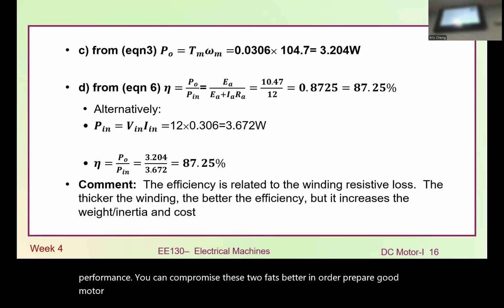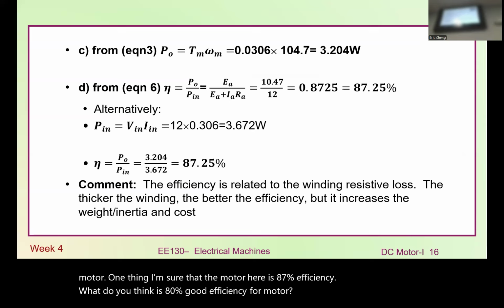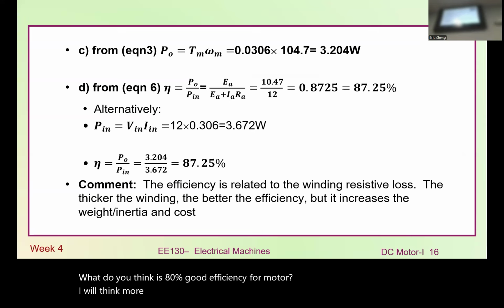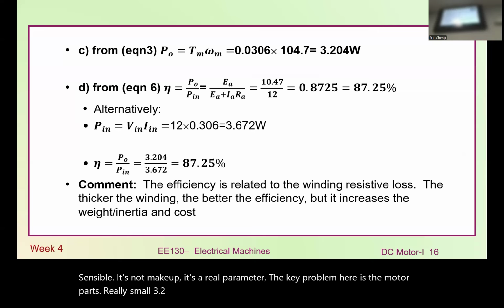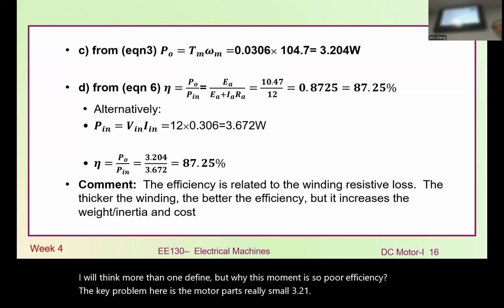One thing to observe is that the motor here is 87% efficient. What do you think? Is 80% a good efficiency for a motor? I would think more than 95. But why does this motor have such poor efficiency? The parameters here are quite sensitive. They're not made up, they're real parameters. The key problem here is that the motor size is very small, 3.2 watt, a small, tiny motor. Really, really small, right?